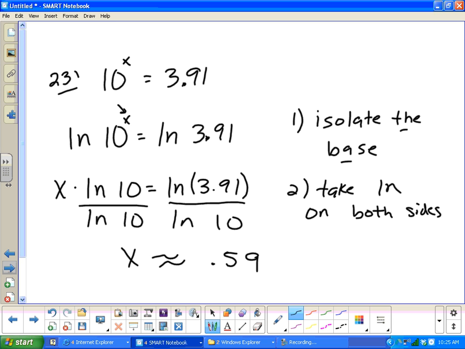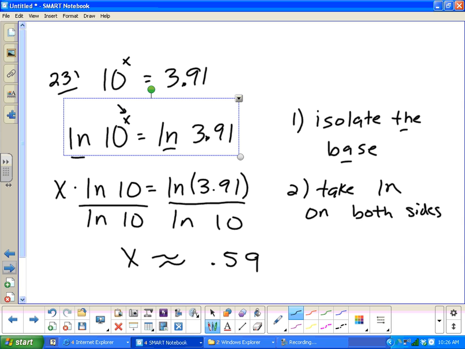Now, there again, what you could have done instead of taking a natural log on both sides, you could take a common log of both sides. You did it that way too. Okay? You're going to get the same answer.